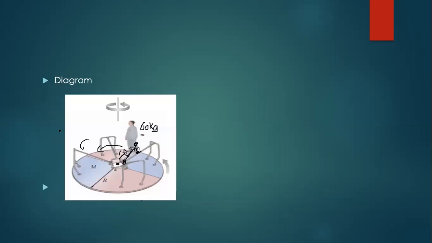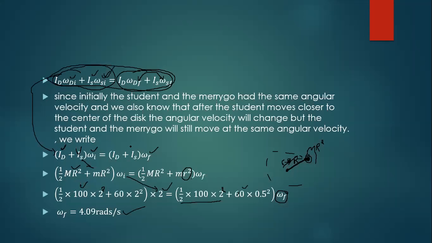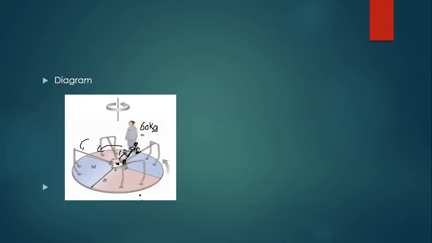What we have is a system where there's a girl standing at the edge of a merry-go-round. Then this girl moves closer to the center, and the system changes: the angular velocity increases, as we found in part A. But as she moves closer to the center, since her radius reduces, the moment of inertia also decreases.